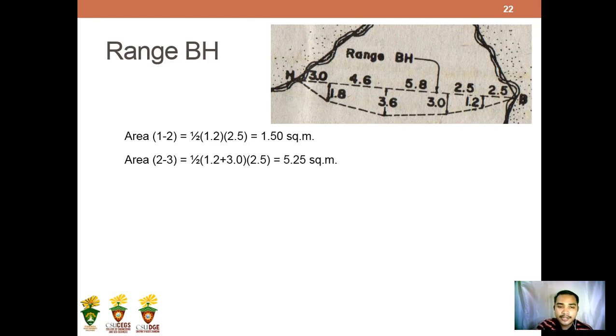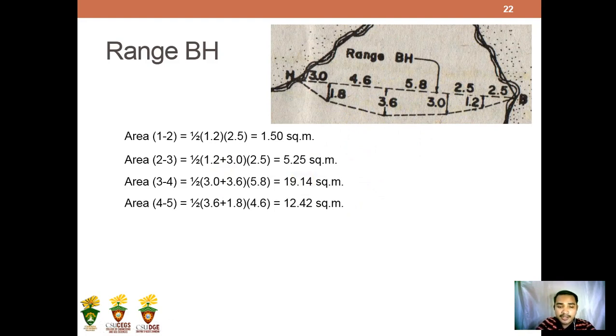Next is for verticals 2 to 3. So we have 1/2 times the quantity of 1.2 plus 3.0 times 2.5 distances. We have 5.25 square meters. No? For area of the verticals 3 to 4, we have 1/2 times the quantity of 3.0 plus 3.6 times 5.8. So we have 19.4 square meters.